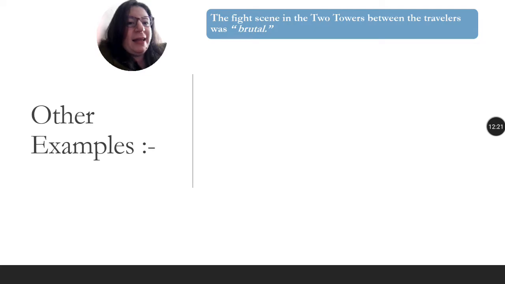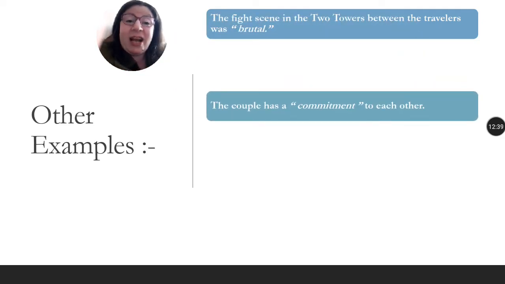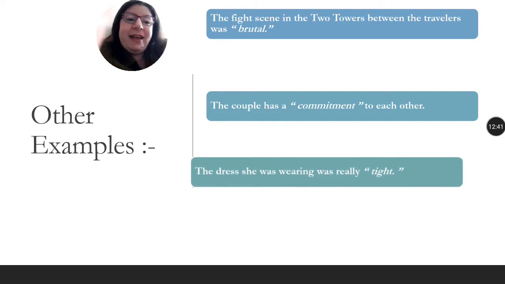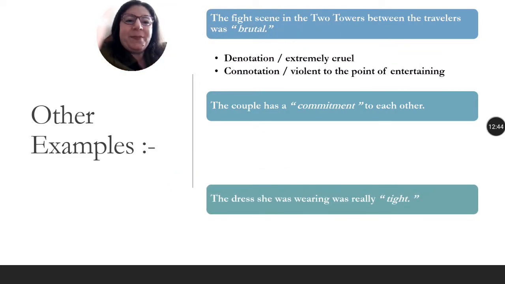The fight scene in The Two Towers between the travelers was brutal. Now I have a word, which is the word brutal. Everyone would think, oh, let's look up this word in the dictionary. What does it mean, brutal? But maybe if you have an explanation in a connotation way, it would be easier. For example, I can say denotation, extremely cruel. That's what I find in the dictionary. If I look up the word brutal in the dictionary as one word denotation, I would find them saying it means extremely cruel.